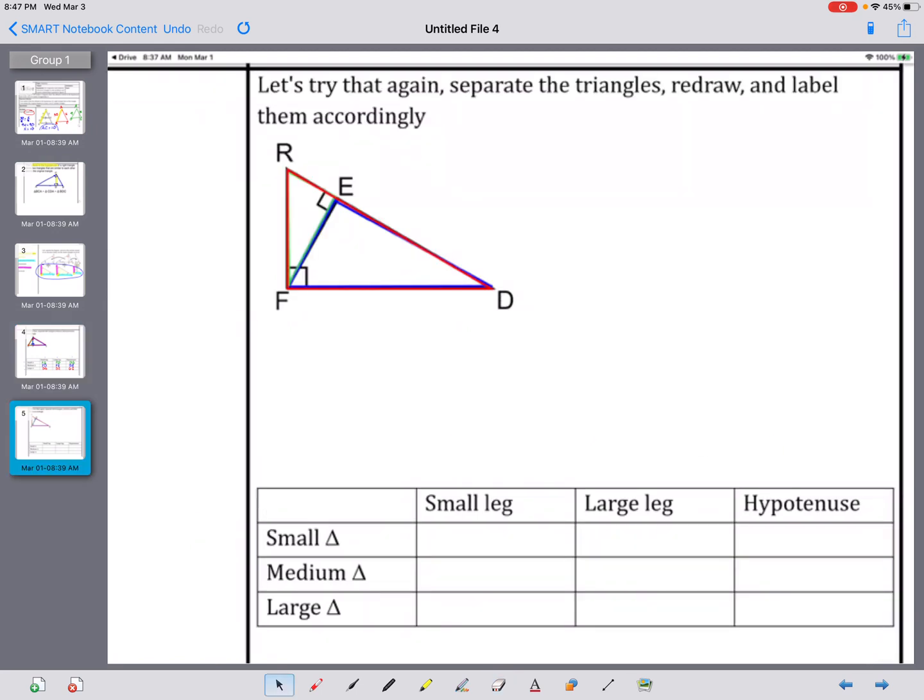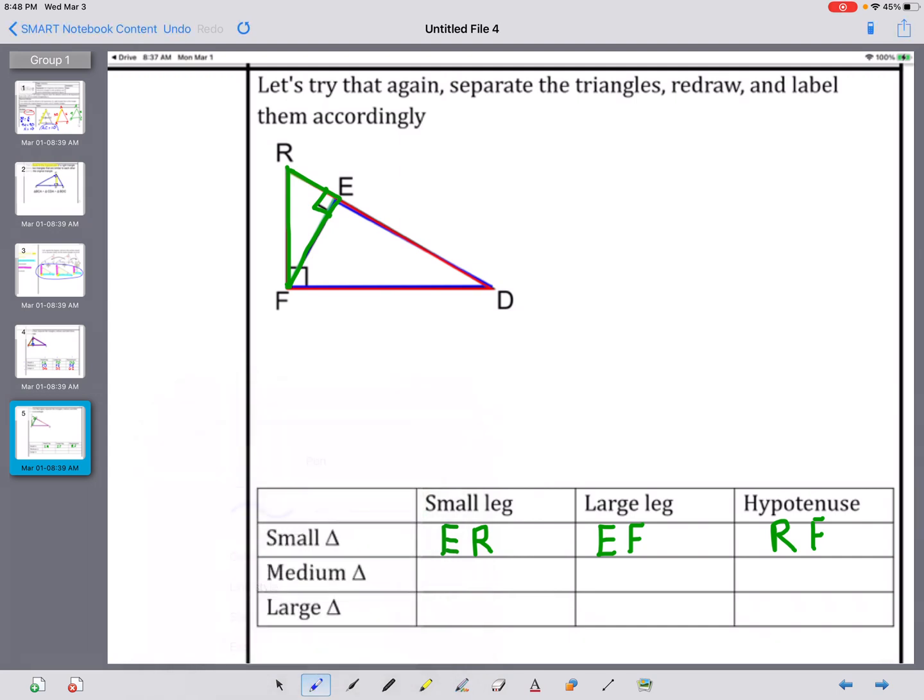All right, so you can see that the diagram itself can be oriented any way, so this one sort of looks like it's been rotated or flipped over a little bit, right? But we're going to fill out the chart just like we did before, starting with the small triangle, which I'll outline here in green. And you can see the right angle being formed by the altitude here. So the small leg, hopefully you guys can see that that is ER. Again, you can write RE, doesn't matter. The large leg, EF. And then the hypotenuse for that triangle is RF or FR, however you want to write it.